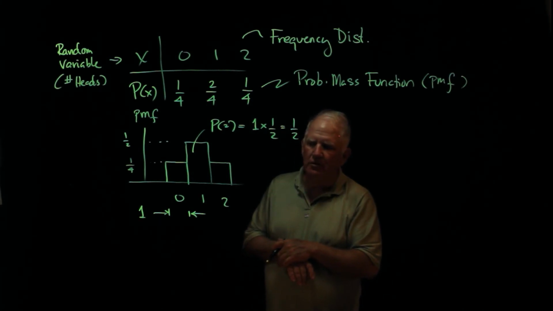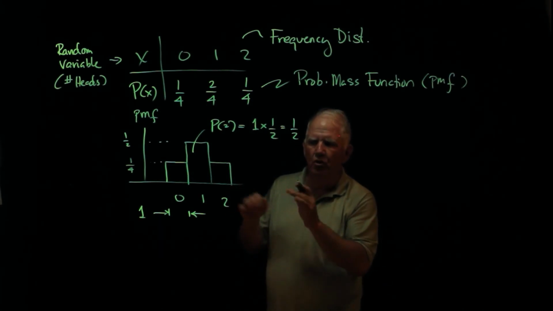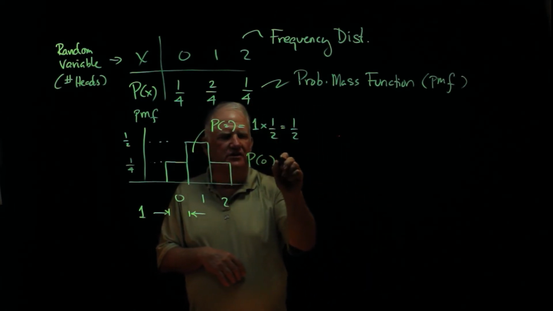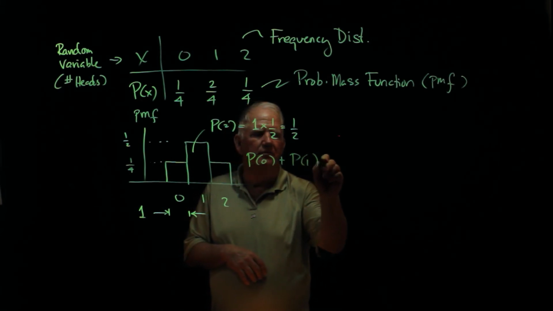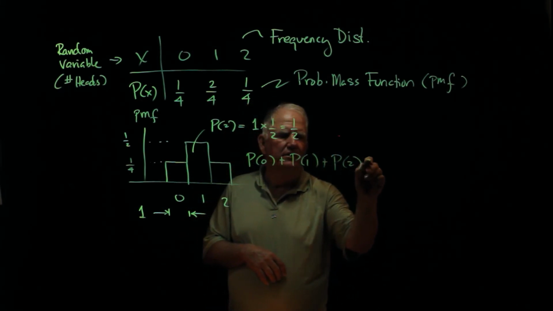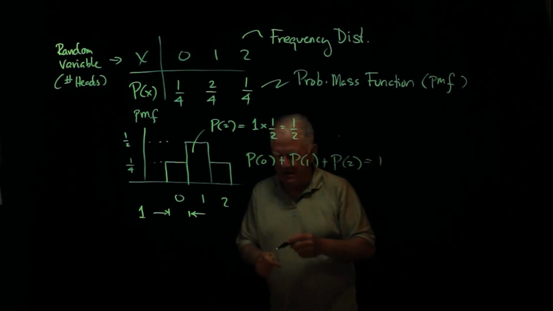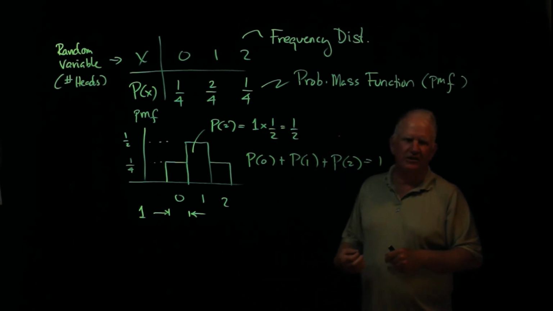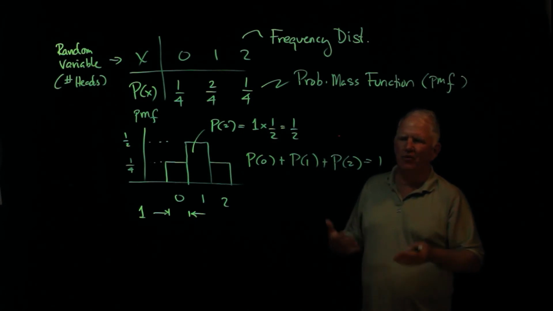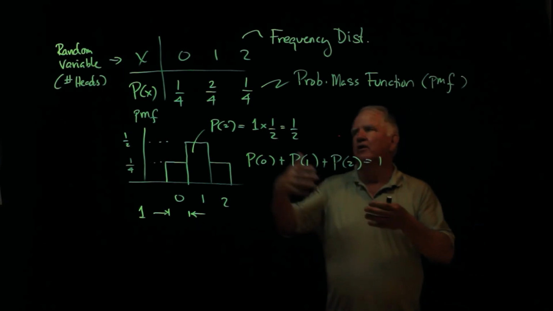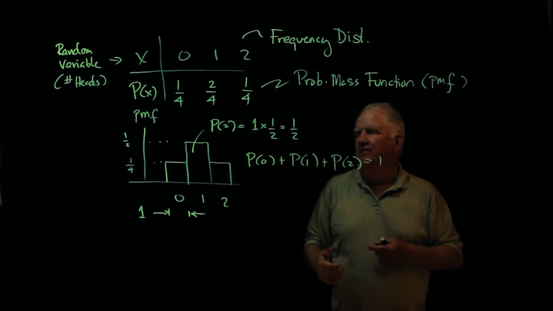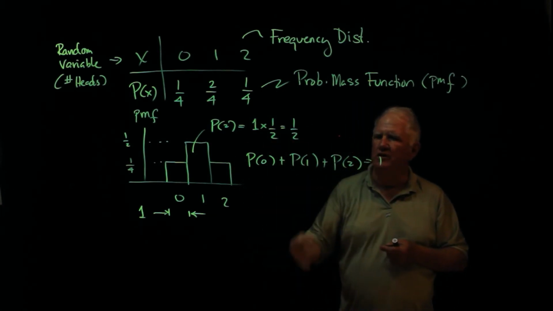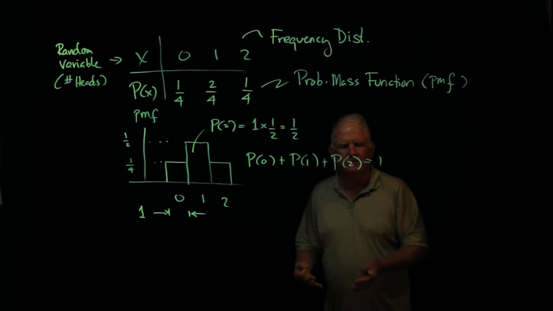And furthermore, the total area underneath the curve, P0 plus P1 plus P2, is equal to 1, as it should be. When you throw those two coins, one of four things is going to happen, right? There are four possible outcomes. Or if you're keeping track of the number of heads, there are three possible outcomes. You get 0 heads, you get 1, or you get 2. You're going to get one of those things.